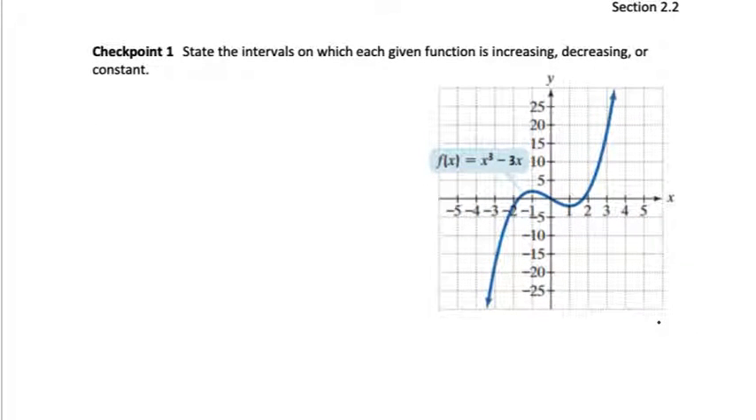So next you should look at checkpoint problem number 1. Do this in your notes, check your answer, and then you can do the homework.